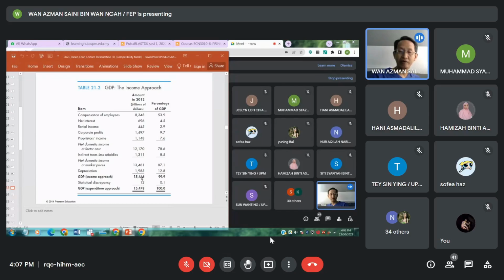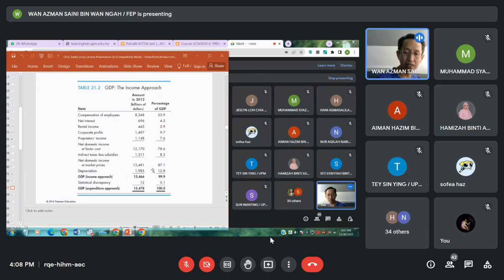But whenever we compute GDP using two different approaches, we're going to get two different numbers. They are close, but they won't be the same. They won't be the same because data for income is taken from different sources. Data for spending is taken from different sources.